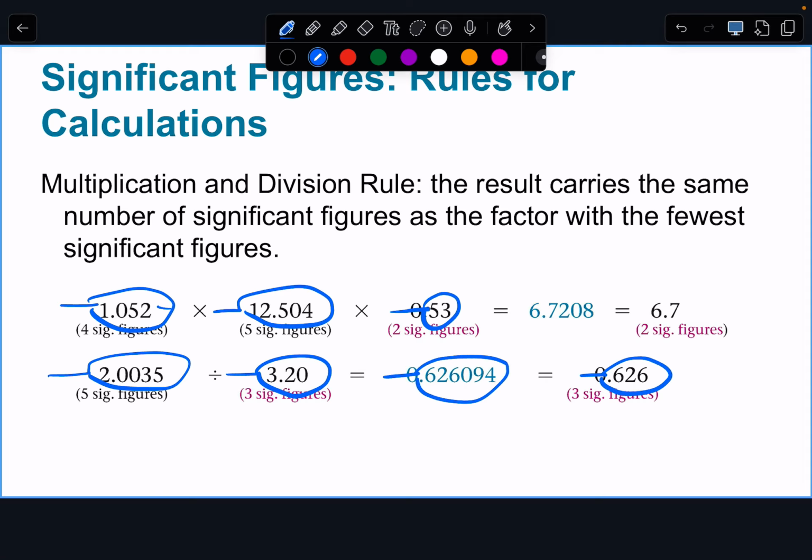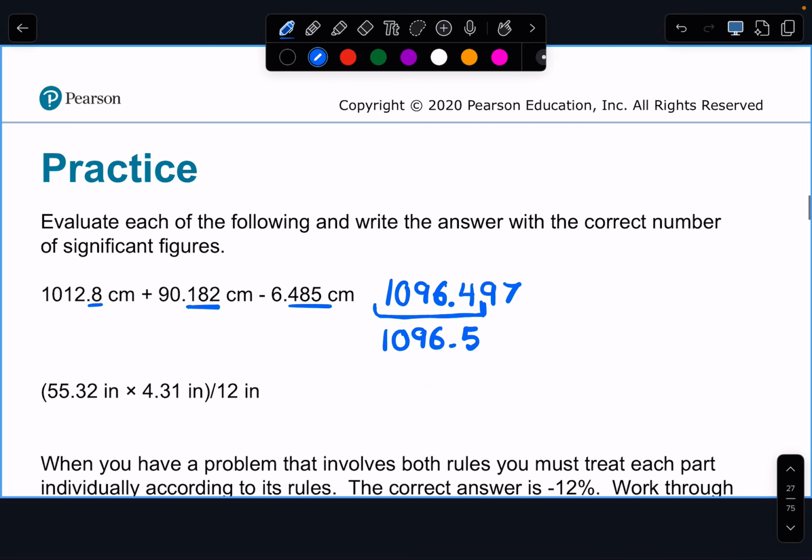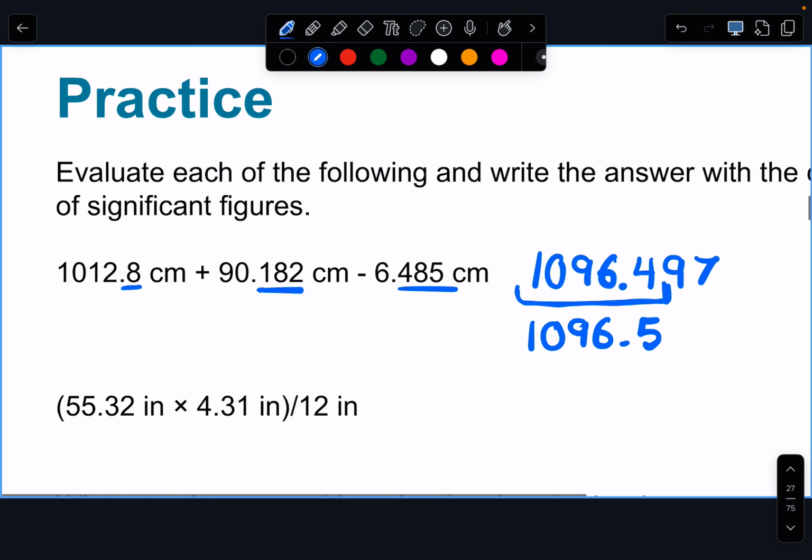Okay, let's try one of these on your own. So it's this one now. So start maybe by just writing down how many sig figs each one of these has.